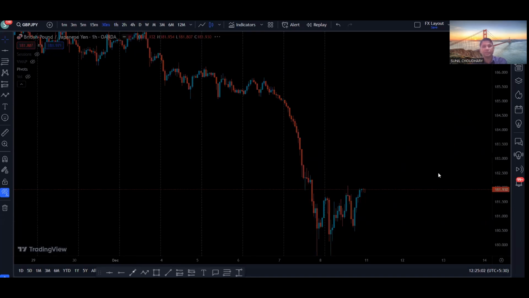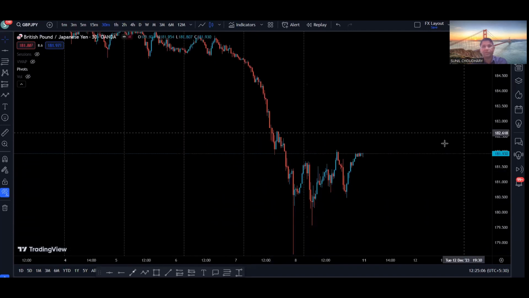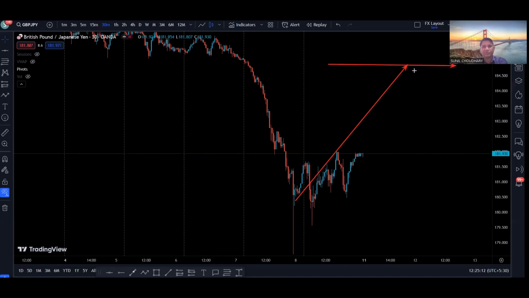If we look at the 30-minute time frame, we can also see the same as the 1 hour time frame. I anticipate the price to come up, find resistance, and continue going to the downside. Also we can see that we are making this higher high, higher low market structure right now. So we are around this area.